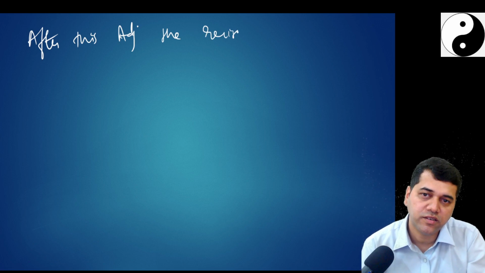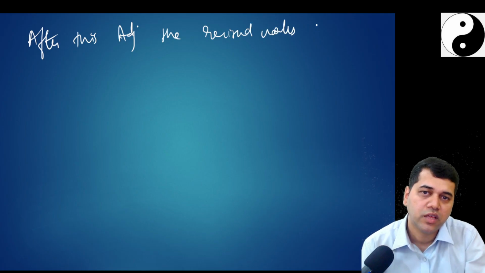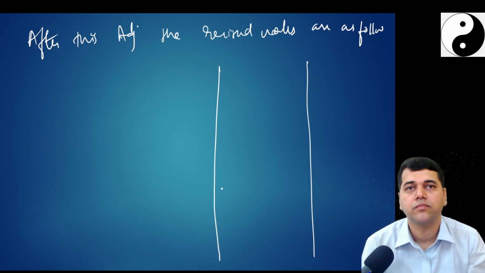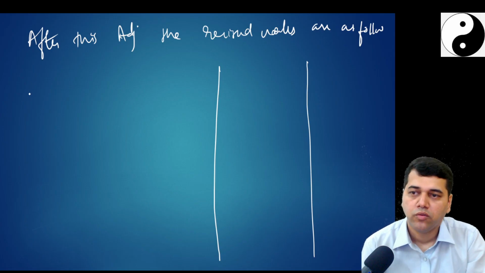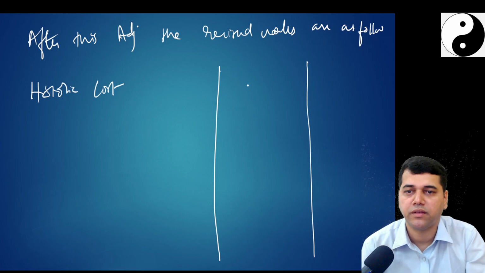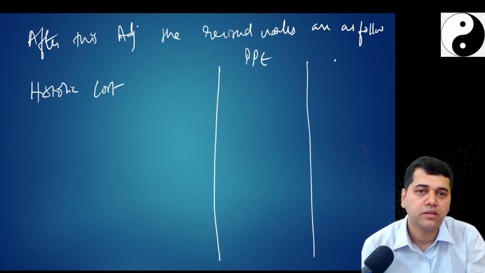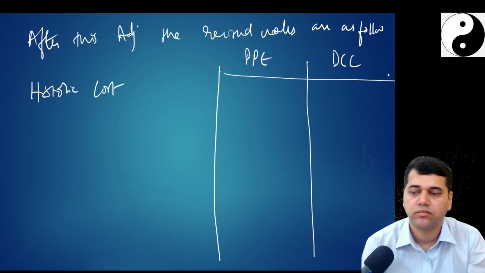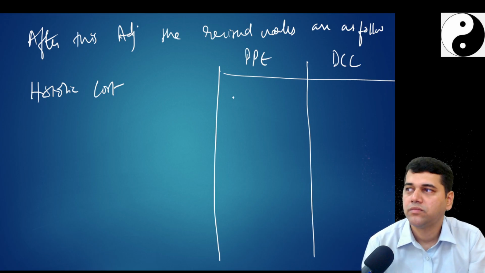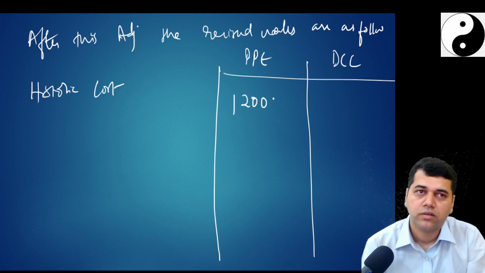the revised values are as follows. So we will always draw two columns here. What is my historic cost? We will start from the beginning. This is PPE, this is DCL. How much is my historic cost? 20. No? When I say historic cost, my opening cost is 1,20,000.